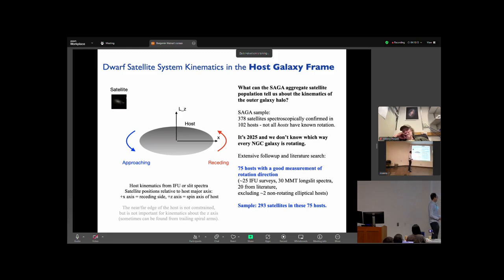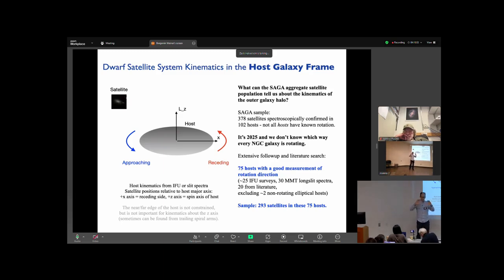I did an extensive trawl through the literature. I was able to round up about 25 measurements of kinematics from existing IFU surveys, and about 20 from the literature where somebody published a rotation curve of a galaxy in 1988 or whatever, and labeled the figure enough that you could tell, like, oh, the northeast side is coming towards us, because people don't always do that. And we took a bunch of spectra with the MMT to get rotation curves. So there's about 30 things that I know. That's not complete yet, but we have 75 hosts with a good measurement of rotation direction.